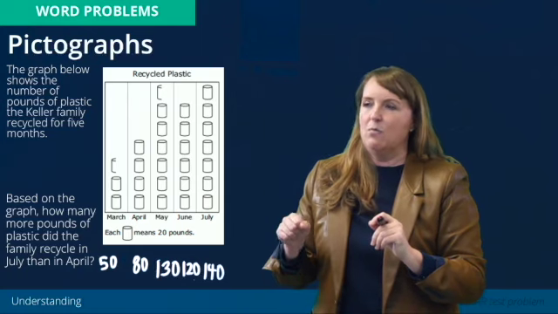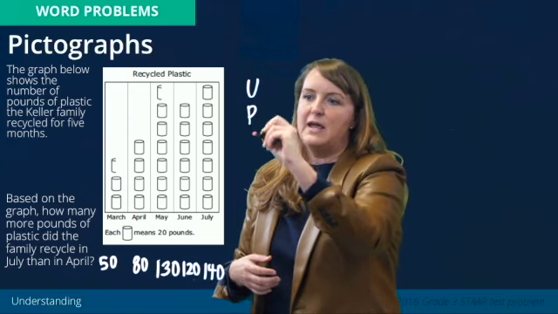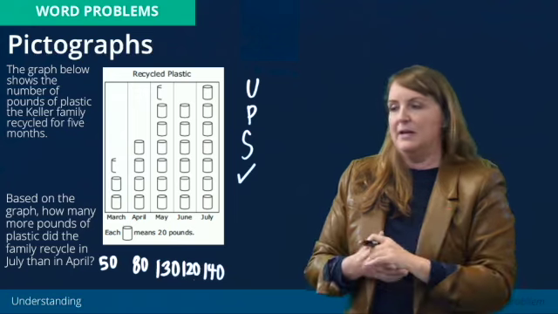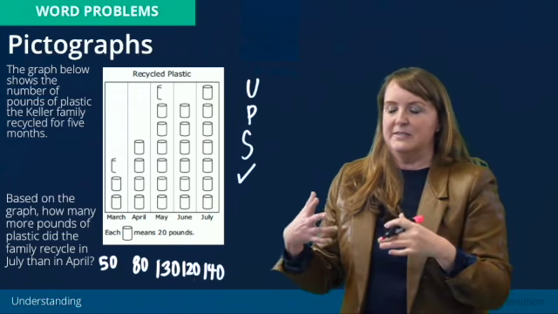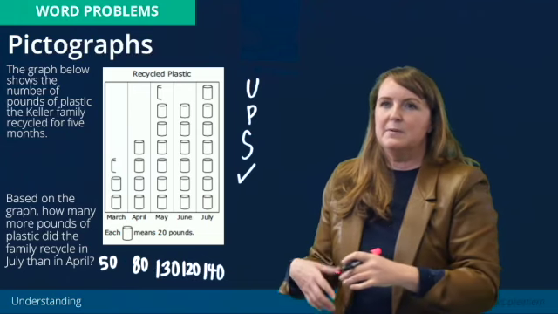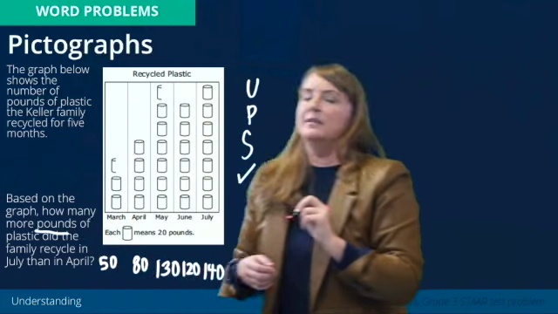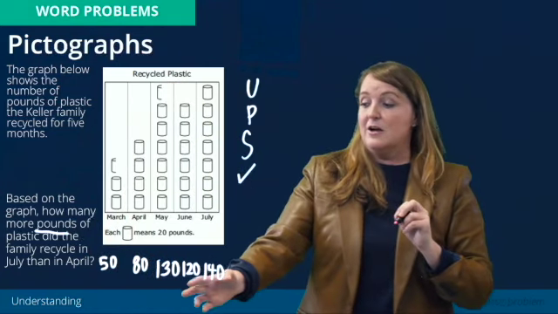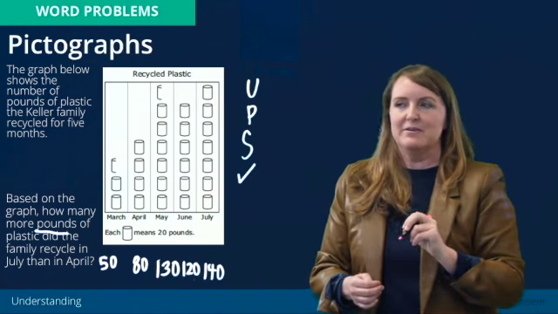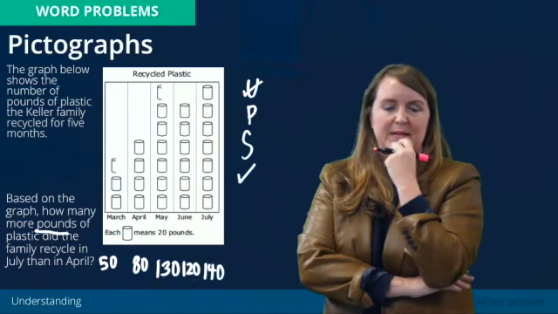So now I've got a word problem, and whenever I see a word problem, I'm going to UPS check that problem. Let's understand this problem by reading it. How many more pounds of plastic did the family recycle in July than April? So in this problem, I have to focus on the number of pounds that family recycled. I'll go ahead and underline that right there. And here are some of the data related to pounds that were recycled. So I have a pretty good understanding of this problem. Now it's time to make my plan.